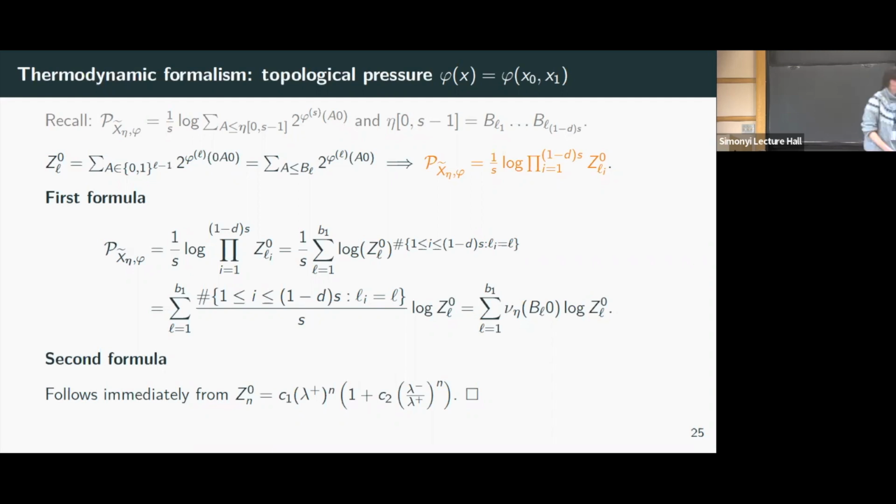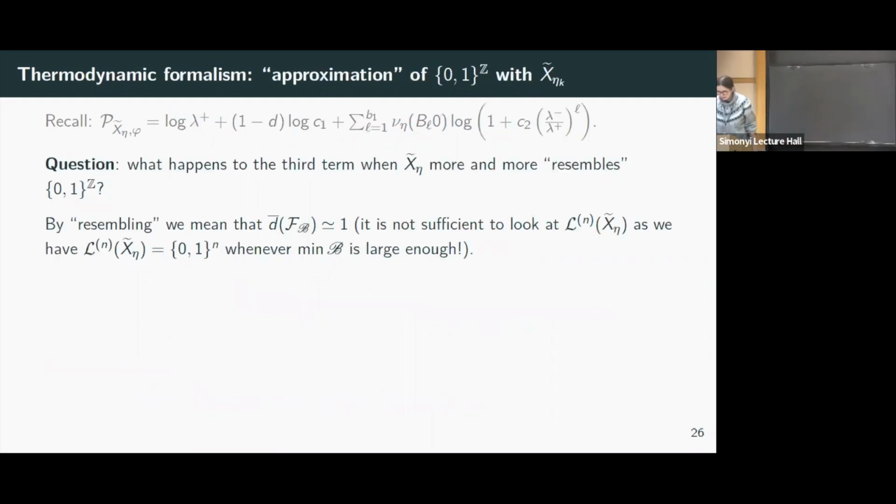So this is how you get the first formula. And for the second formula, well, we know already what ZL0 is. So if you plug this in, you get the second formula. So, okay, this is what our formula looks like.